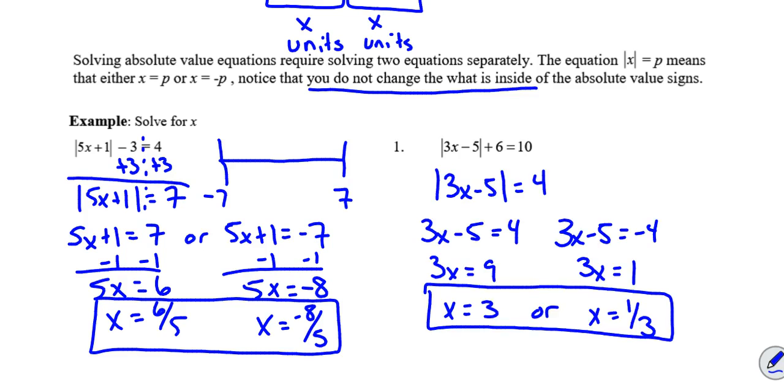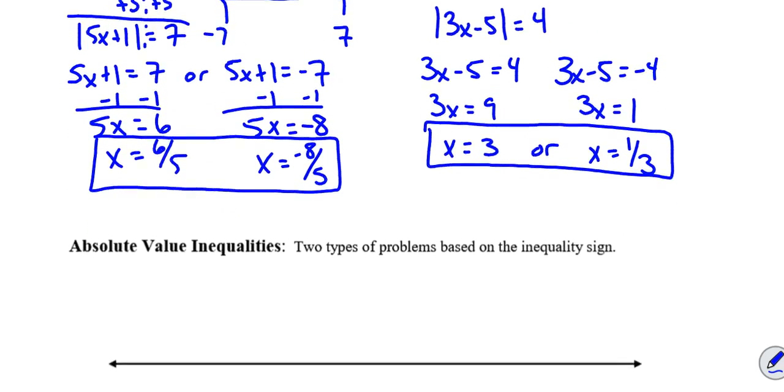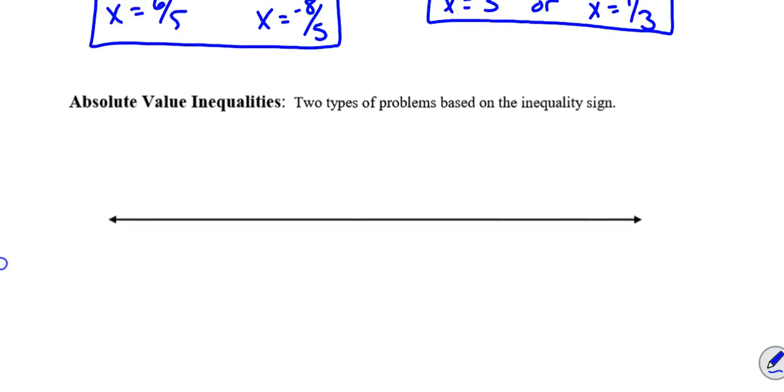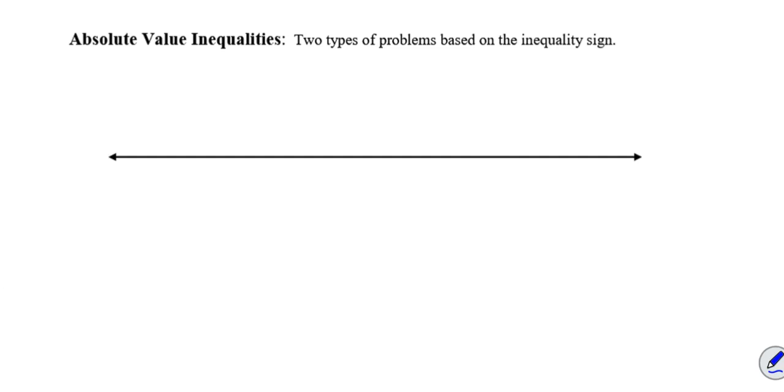Okay, so this should be what you get for number 1, either x equals 3 or x equals negative 1. And this should pretty much be a nice review for absolute value equations, which you should have seen and remembered from previous classes. What's going to be kind of new here is we're going to talk about absolute value inequalities.